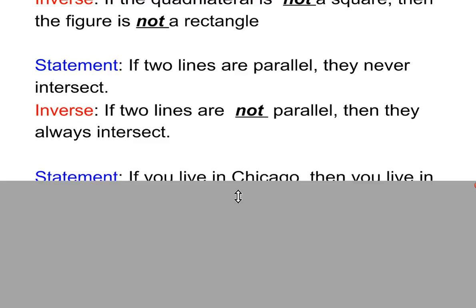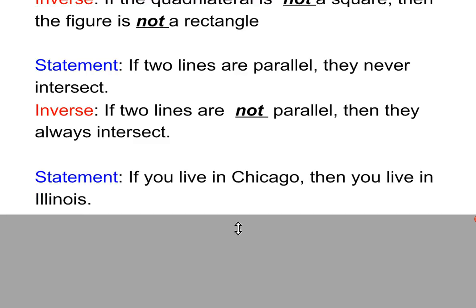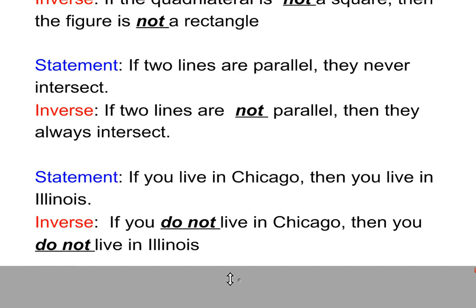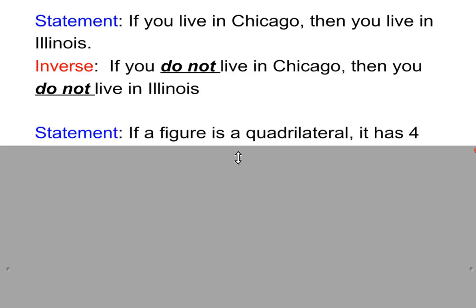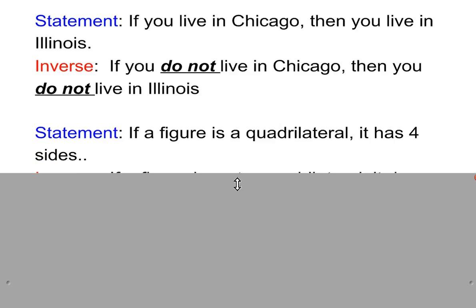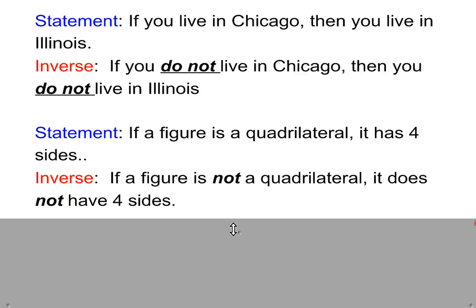Let's take another example. If you live in Chicago, then you live in Illinois. So I'm going to negate you live in Chicago, and then I'm going to negate you live in Illinois to create the inverse. So if you do not live in Chicago, then you do not live in Illinois. Let's take these examples down. Let's take another one having to do with geometry. If a figure is a quadrilateral, it has four sides. So the inverse of that is if a figure is not a quadrilateral, it does not have four sides.